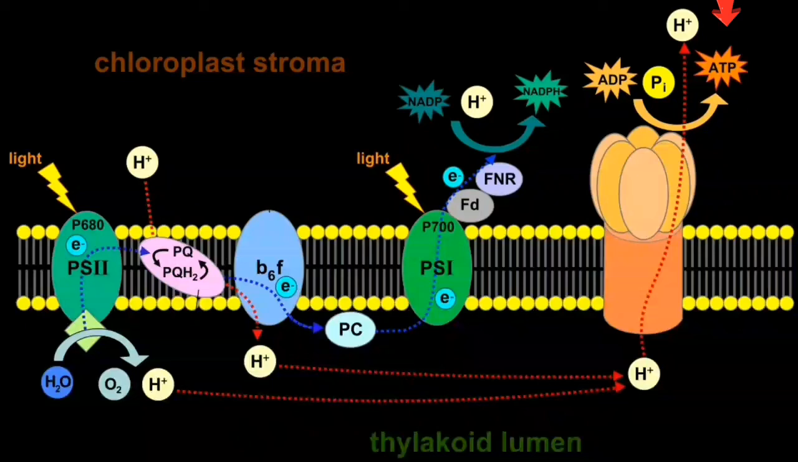After the end of the process, we have NADPH and ATP to start the process of the Calvin cycle.